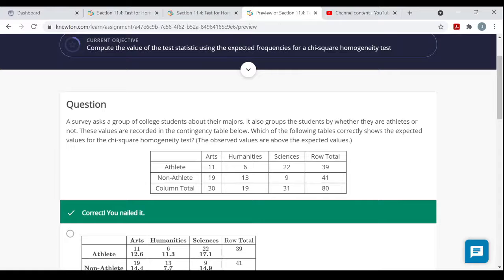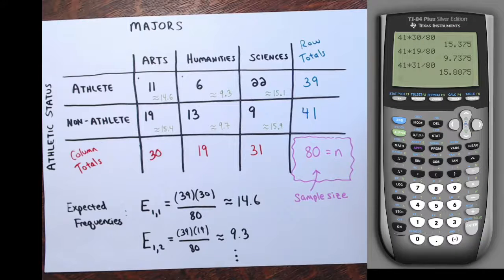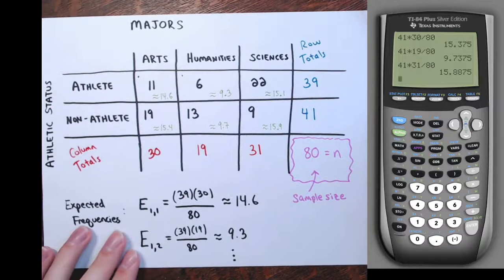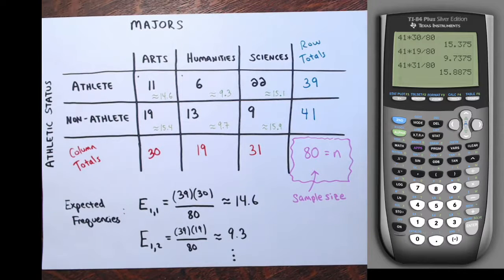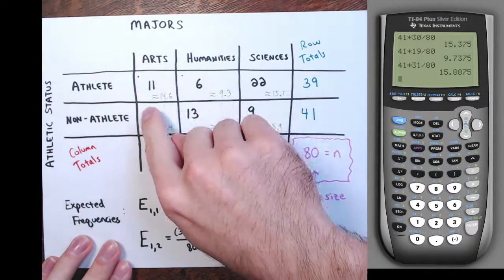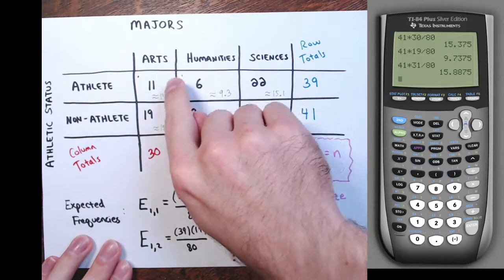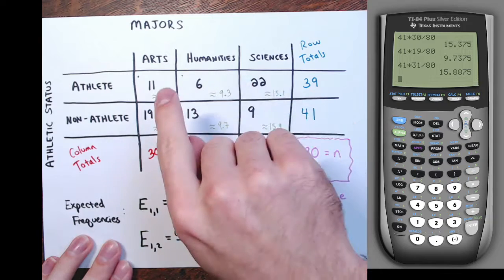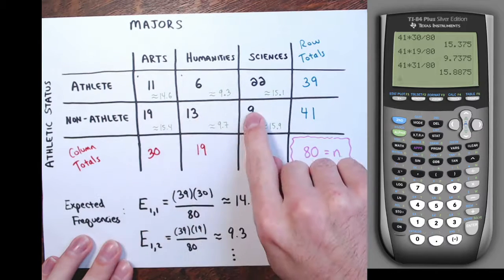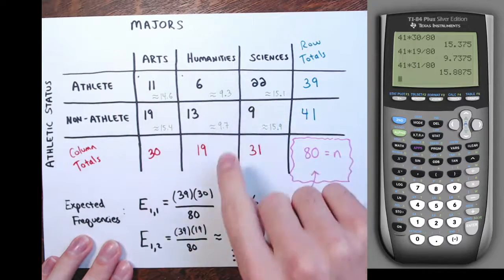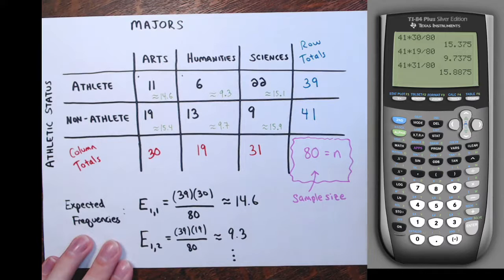Alright. Now, as I said, I'm going to show you a faster way to do that on the calculator if you haven't seen it already in other videos of mine. Another way to do this is to enter these observed counts in black, the 11, 6, 22 in the first row, 19, 13, and 9 in the second row. Enter these observed counts into a matrix.